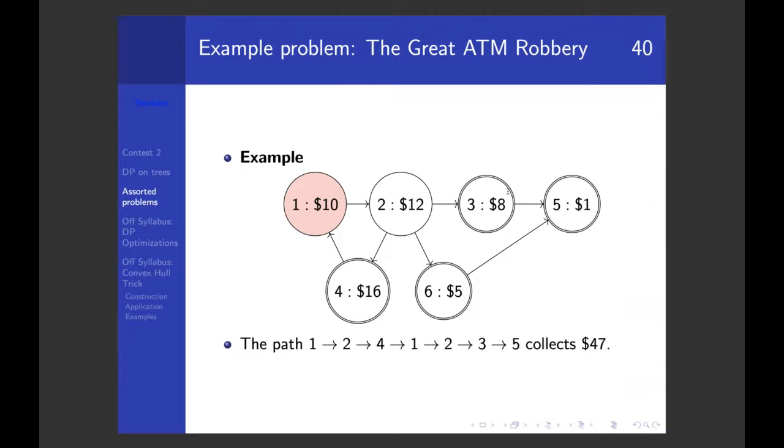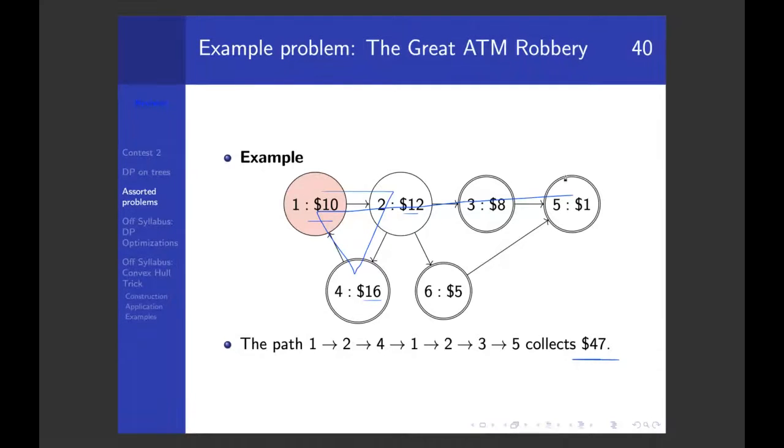In this case, an optimal path is 1, 2, 4, 1, 2, 3, 5. Note we get $10, $12, $16. We don't collect this again. We only collect it once, so we get nothing again, nothing again. Then 8 and another 1. So the answer is 10 plus 12 plus 16 plus 8 plus 1, which is 47. And that is the maximum possible in this case.